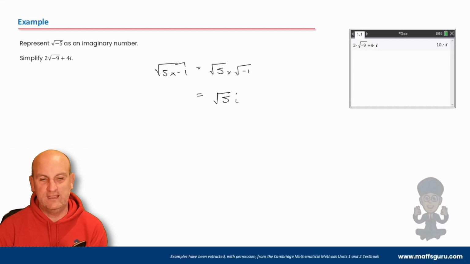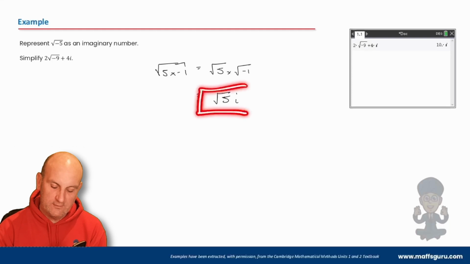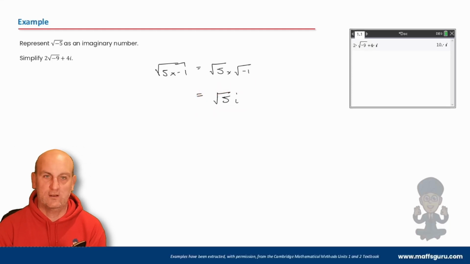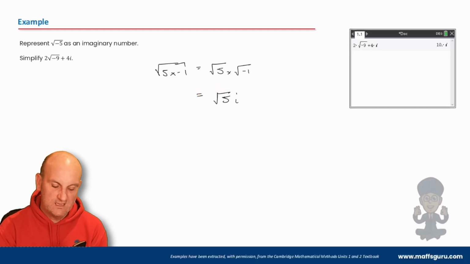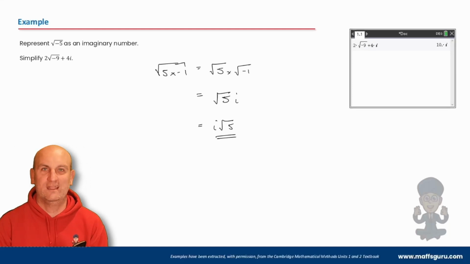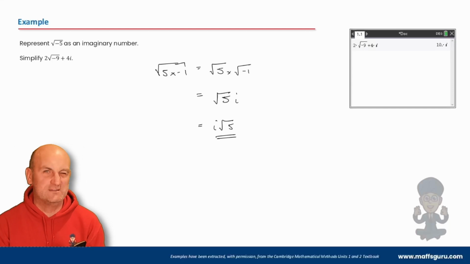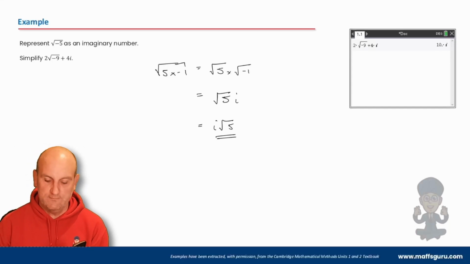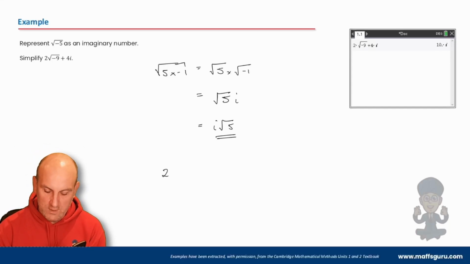Now, again, the notation here is interesting because we've got to be careful that we don't inadvertently make that look like root of 5i. So it tends to be a convention that the i goes at the front, just so we don't get it confused. And obviously transcription errors in maths are a huge thing. Simplify, what is this one? 2 times the square root of minus 9 plus 4i.